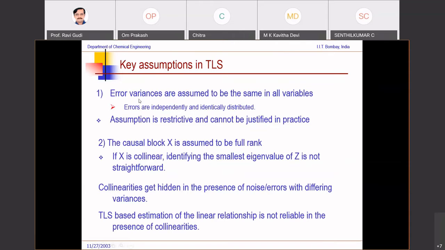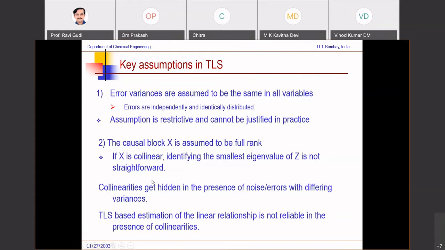Okay. So now let's assume a few things here and then start relaxing the assumptions. First assumption: let's assume that the error variances are the same in all of the variables. Errors are independently and identically distributed. Let's assume that the causal block is full rank, meaning that it does not have any collinearity. None of the columns of X are dependent on each other, so it's full rank. Because if X is collinear, then identifying the smallest eigenvalue is not so straightforward. We'll come to that in a minute.